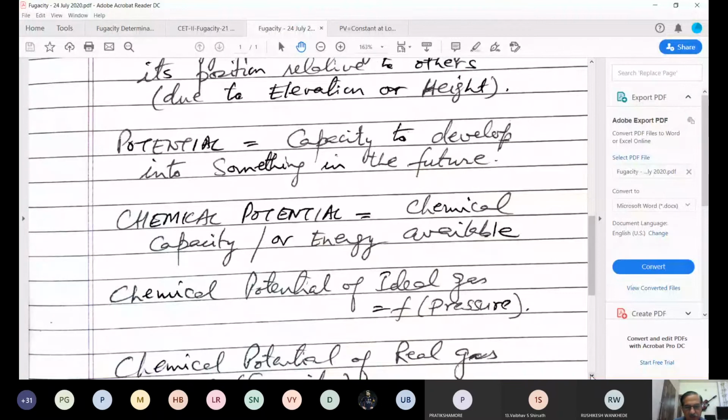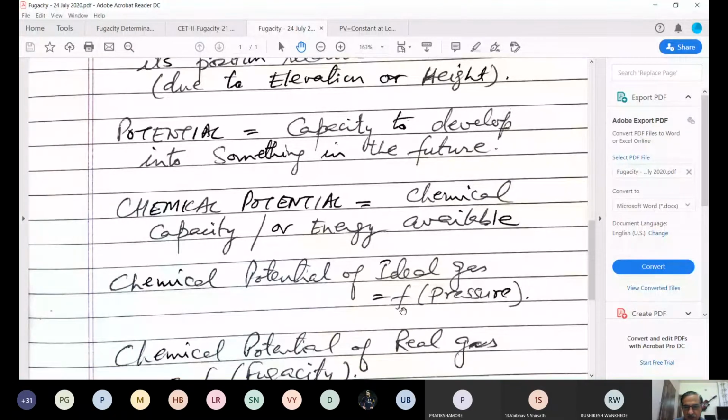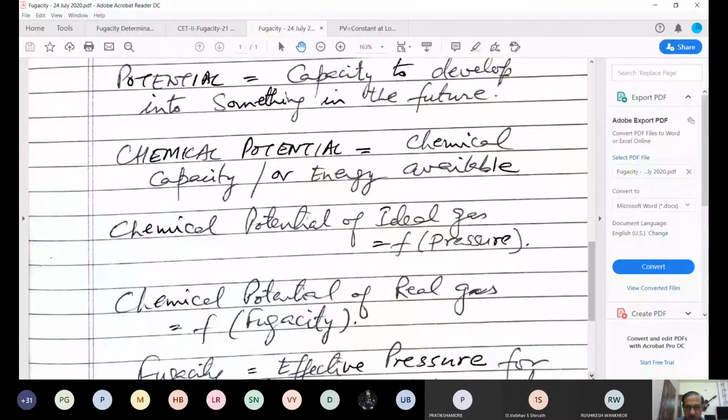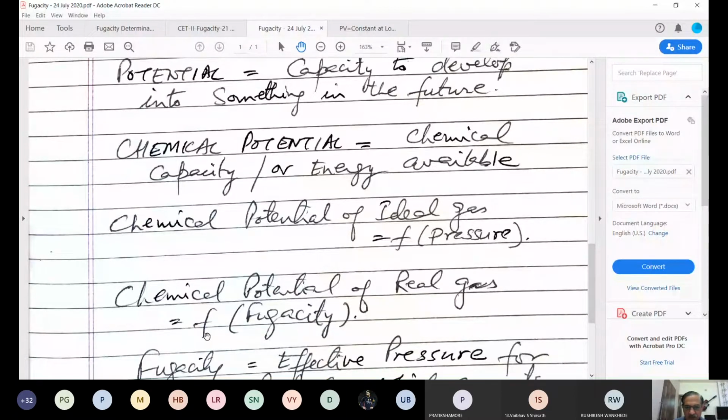Okay, so now we have seen that the chemical potential of an ideal gas is a function of pressure, right? We saw dG equals RT d ln P, pressure, right? So the chemical potential of an ideal gas depends on pressure, which we derived for an ideal gas. But for real gas, we cannot use this pressure, and that's why we define an effective pressure and say the chemical potential of a real gas is a function of fugacity, which is nothing but effective pressure for real gas.